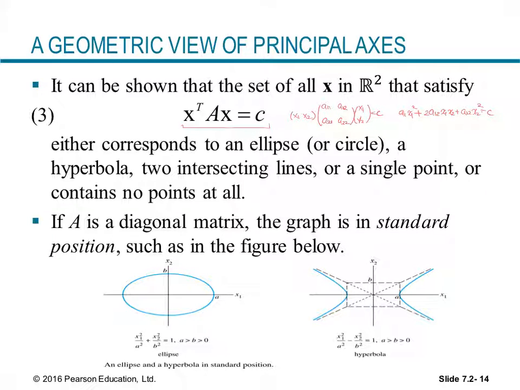If a12 and a21 are zeros, in other words, if A is a diagonal matrix, then the equation will be a11 x1 squared plus a22 x2 squared equals c. So it will be an ellipse or circle if a11 and a22 have the same sign, or a hyperbola if a11 and a22 have opposite signs. In other words, it is very easy to understand the figure corresponding to this quadratic form if A is a diagonal matrix.